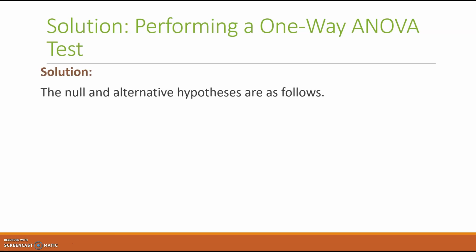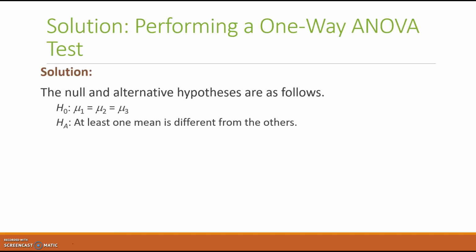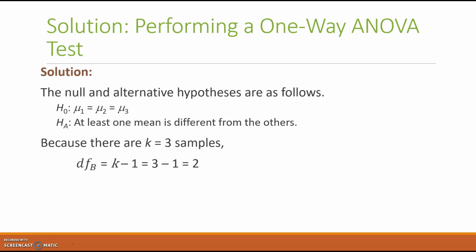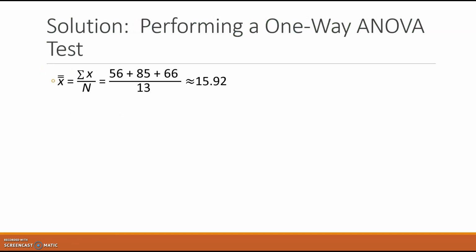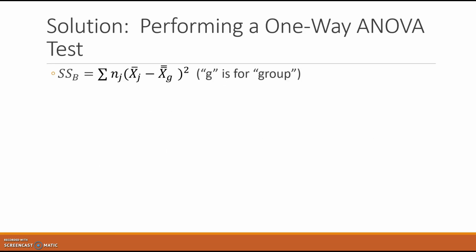So here we go. The null and alternative hypotheses are as follows. The null hypothesis says there's no difference between the groups. They all work equally well. The alternative says that no, at least one is different. Because there are 3 samples, the degree of freedom for between is 2, and the degree of freedom for within, since there are 13 scores total, is 10. Therefore, the critical value, for which you would look it up on that lovely chart with a 0.01, because that's what the instruction said, is 7.56. And so here we go through all of the calculations.